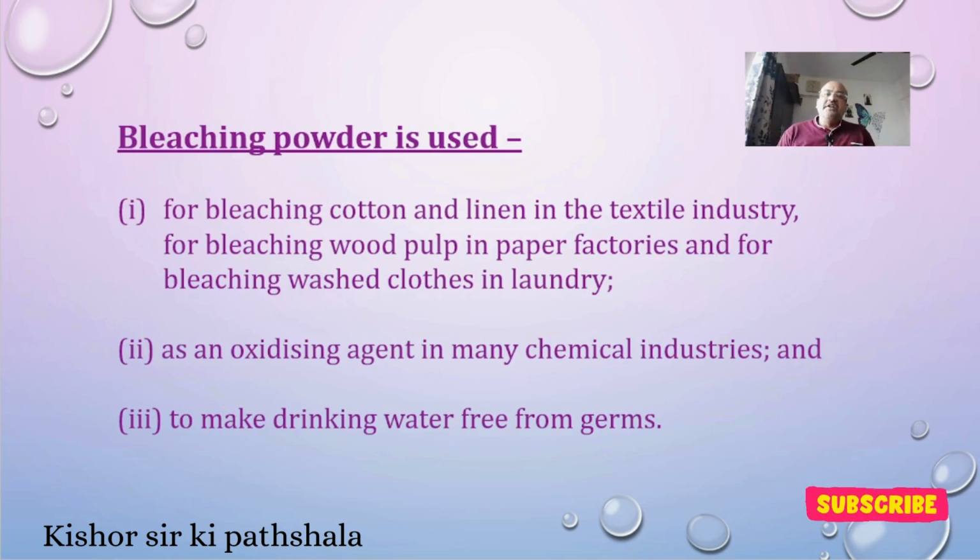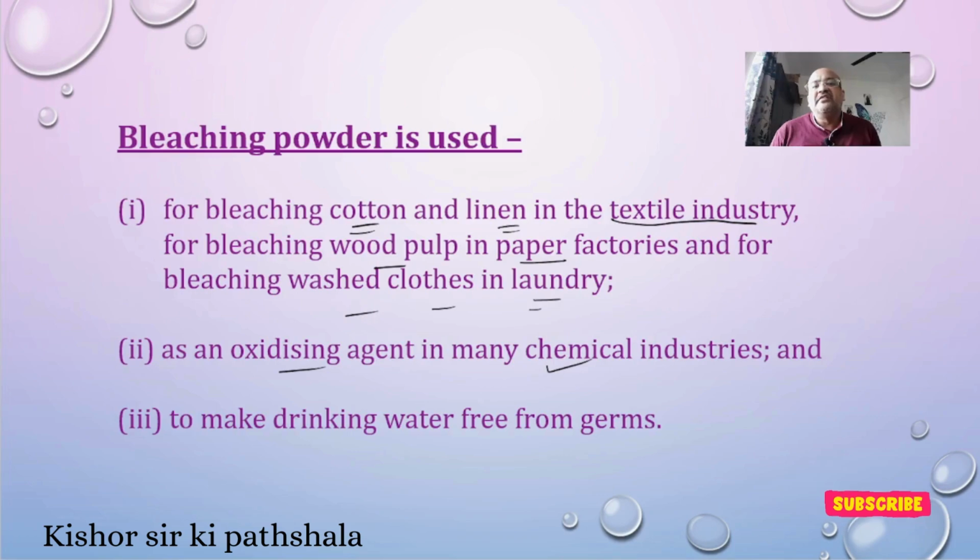Bleaching powder is used for bleaching cotton and linen in the textile industry, for bleaching wood pulp in the paper industry, and for bleaching washed clothes in the laundry. Bleaching powder is a strong oxidizing agent. In many chemical industries it is used, and to make drinking water free from germs.